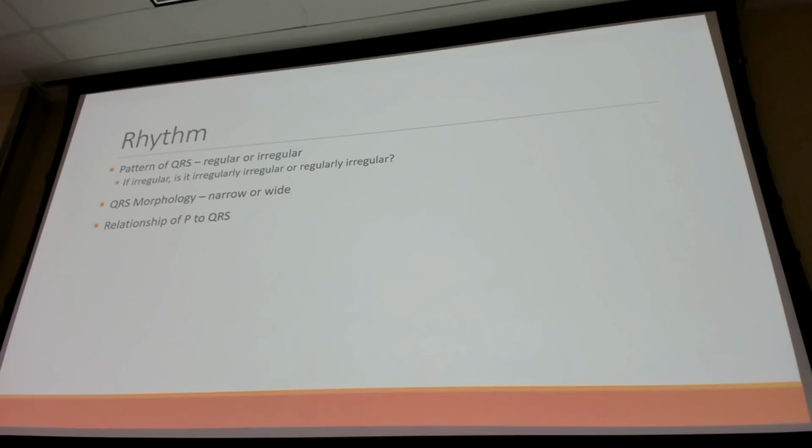All right, next thing we look at is the rhythm. So is it regular or irregular? And then we look at whether it's narrow or wide. So, what are our concerns if it's wide? Or what kind of arrhythmia are we looking at, or that we are most concerned for in the emergency department?